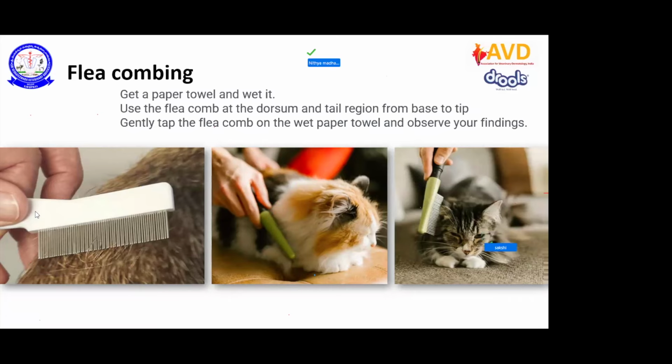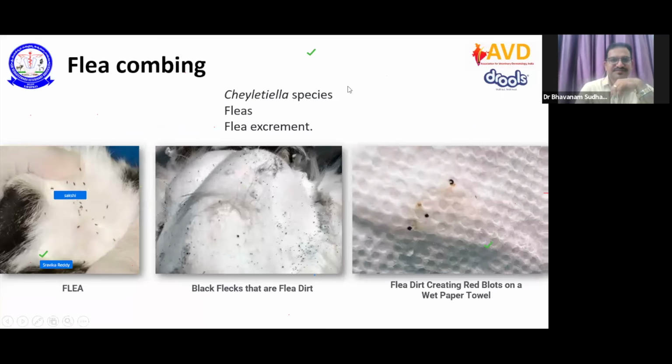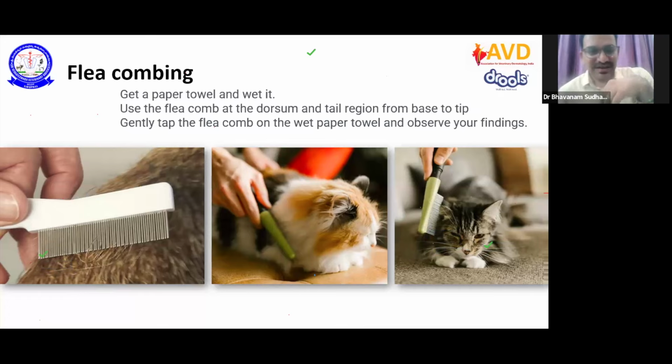Okay, go ahead, doctor. Yes, sir. Now going for flea combing. We already discussed flea combing previously. Generally we won't find adult fleas over the body. For that reason, we need to go for examination of the flea dirt.